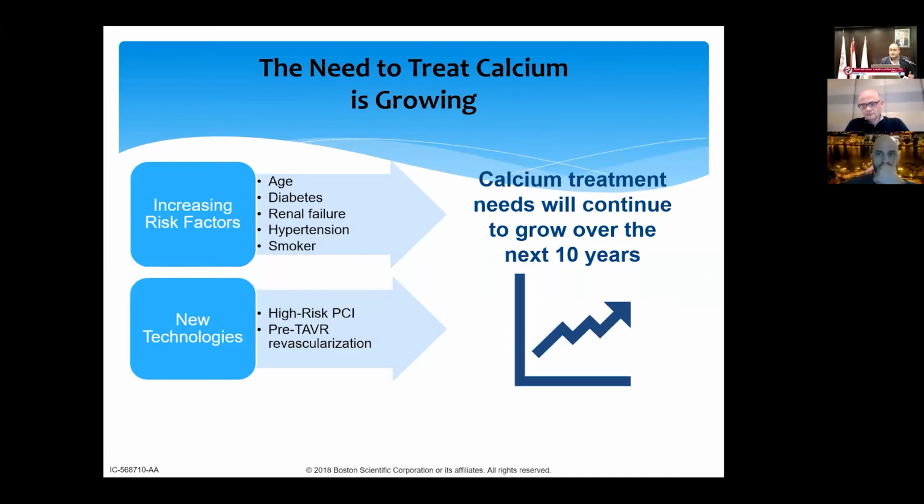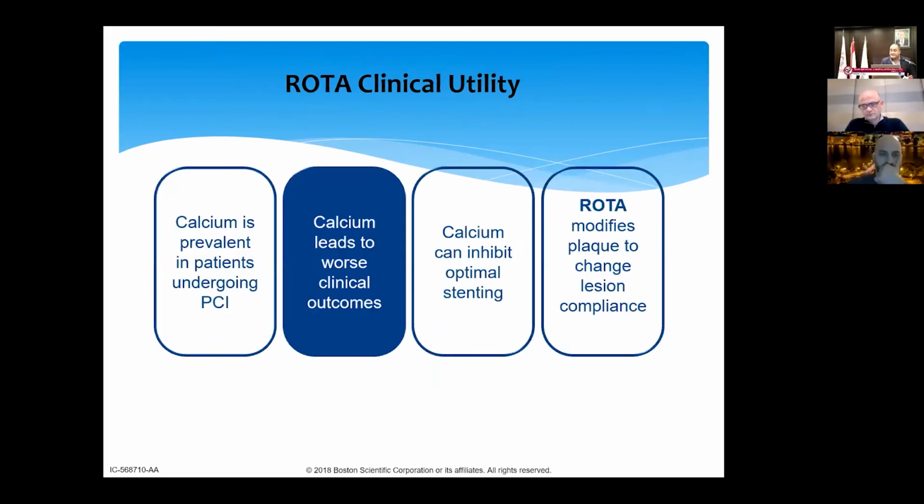So the need to treat calcium is growing up and up, especially with increasing risk factors, such as age, diabetic patients, renal failure, hypertension, and smoking. And in new technology, such as high-risk PCI and before TVR. So calcium treatment needs will continue to grow over the next 10 years. And calcium leads to worse clinical outcomes.